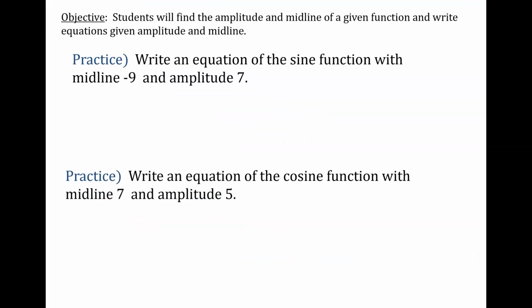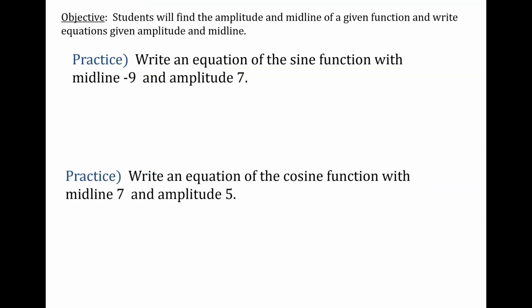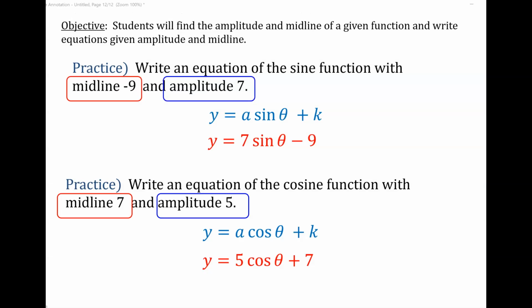All right. Last two examples for this video. I want you guys to pause and then go ahead and try these two. Okay, hopefully you paused it. Here are the solutions. We have the sine function. Midline is negative, so we have negative 9. Amplitude is positive 7. For the last one, midline is positive 7, amplitude is 5, and then we have the cosine function. So you should have had cosine for those. Okay? All right, good job.